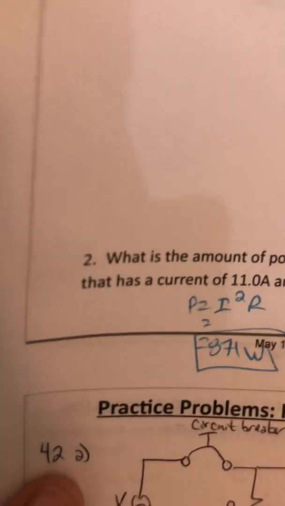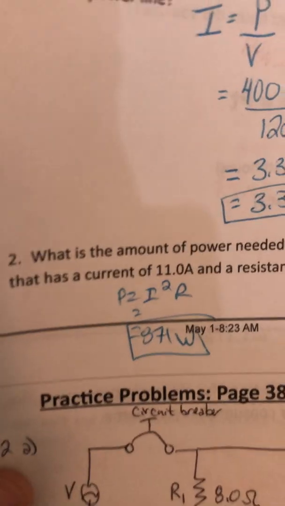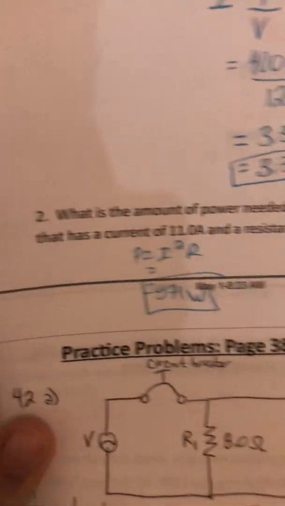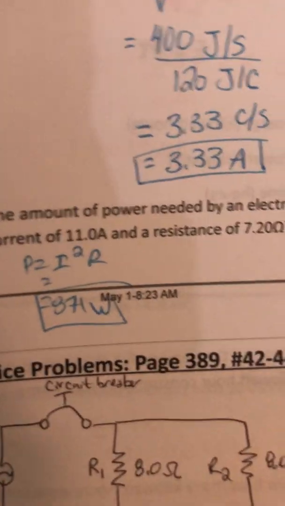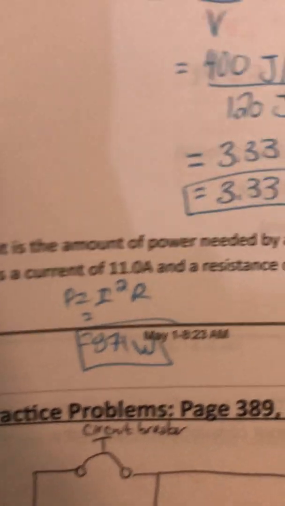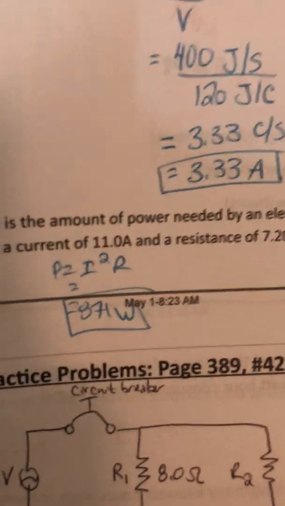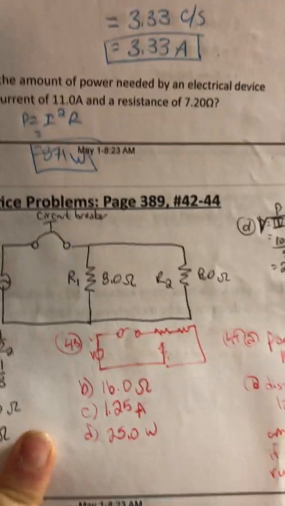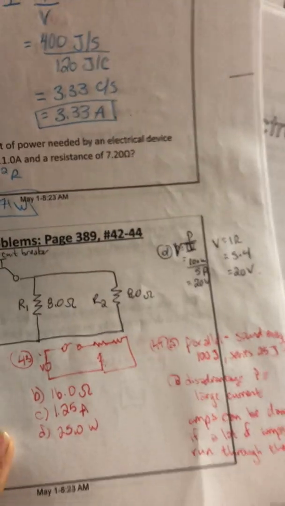And in the second question, it says, what is the amount of power needed by an electrical device that has a current of 11 amps and a resistance of 7.2 ohms? Looking at our formula, we get 871 watts. So do practice problems 389, 42 to 44. Quickly show those. And of course, email me for any of those questions that you may have.